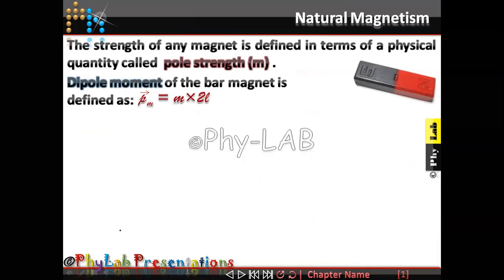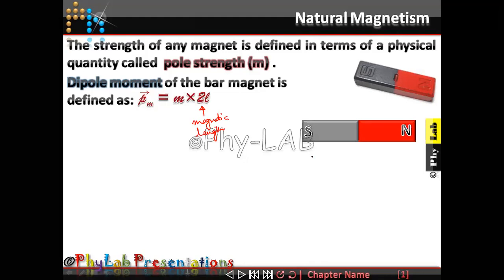of the bar magnet. How do we define the dipole moment of a bar magnet? It is defined as the product of pole strength of the magnet into 2L. What is this 2L? 2L is called the magnetic length. Now here you need to understand that magnetic length is different from the geometric length of the magnet. Magnetic length is the distance between the two poles of the magnet.